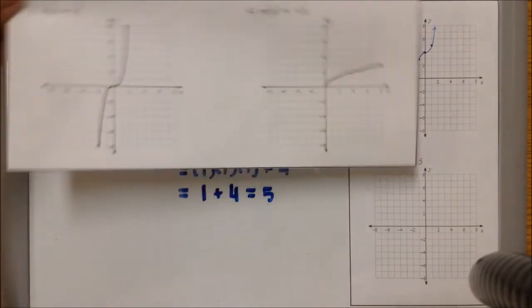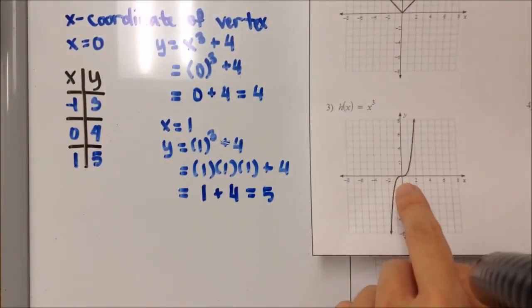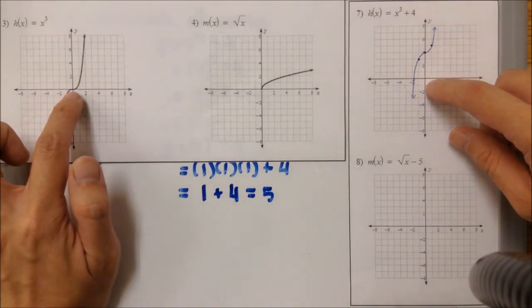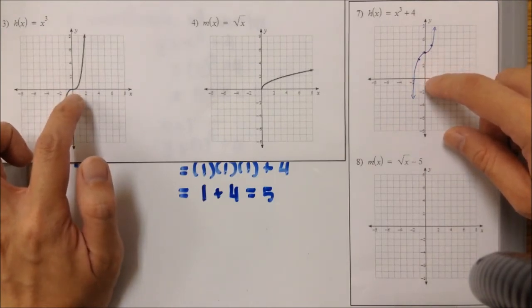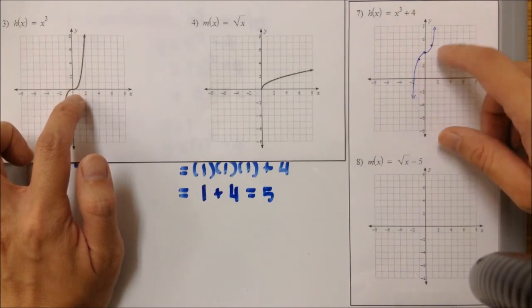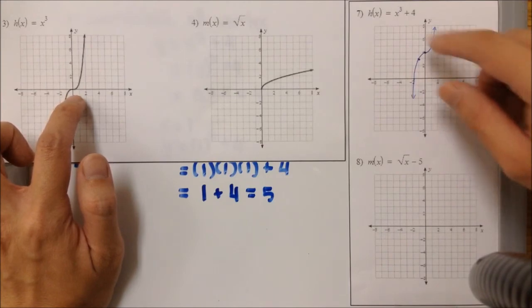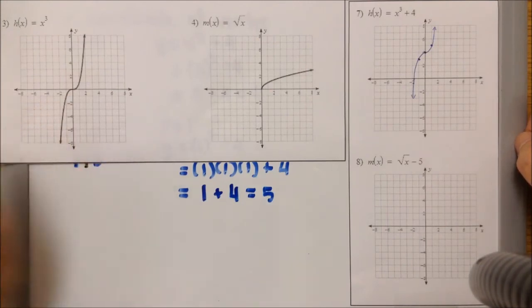So if we look at the parent function, we see that it's going through the origin. Now we see that this one is not. If we take a closer look, here's the origin, 0, 0, and right here, it's not. We can see that it translated, it moved 4 units up. So this transformed graph translated, shifted, or moved 4 units up. So if it's plus 4, it means that the graph will move, translate, or shift 4 units up.